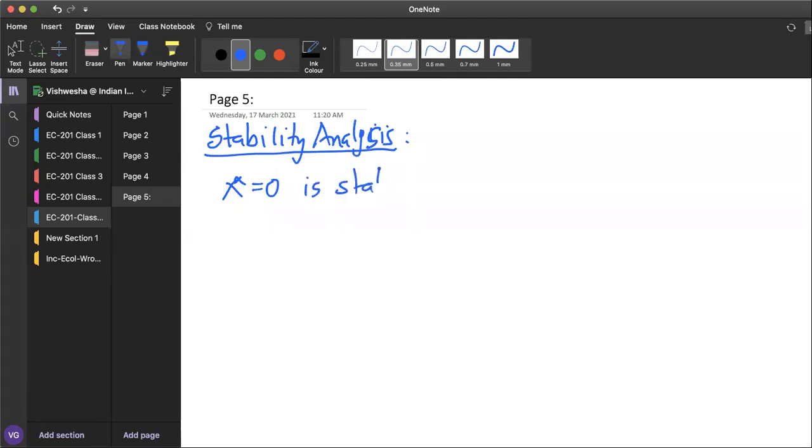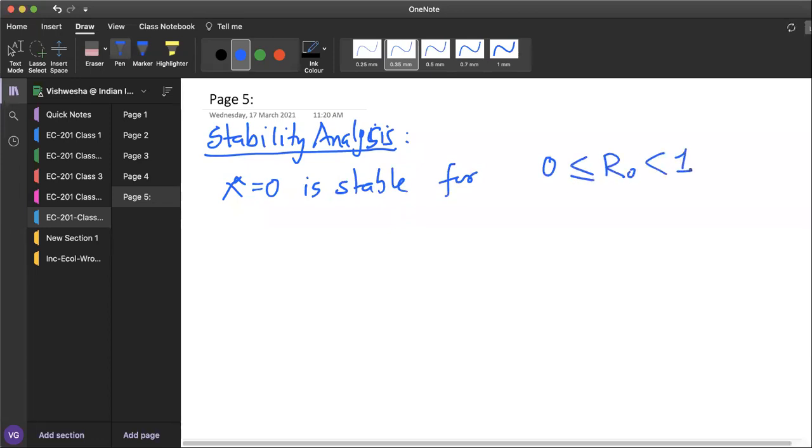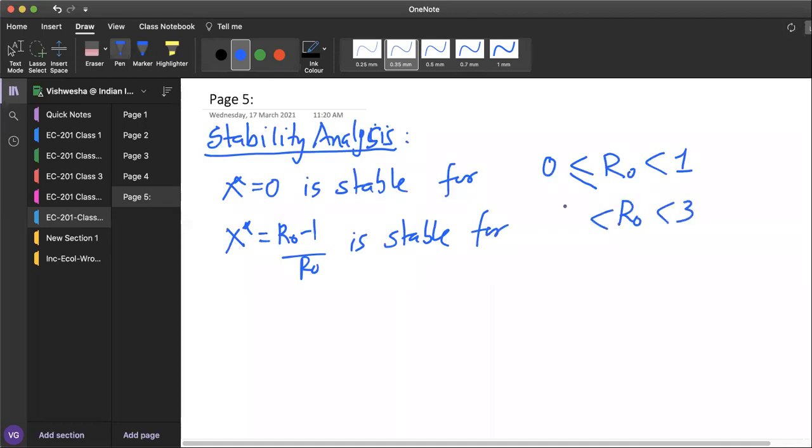is stable for 0 less than... Okay, so actually we don't know if it is true. I think this is true, so it has to be true. Okay, because the mod of r0 has to be, that's actually fine. And then it is unstable for anything above this region. Okay, and then x star is equal to r0 minus 1 by r0 is stable for r0 between 1 and 3.